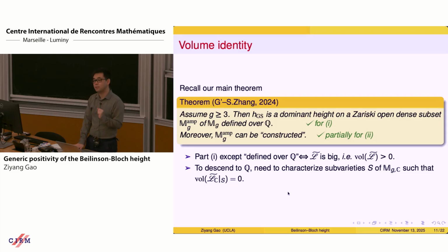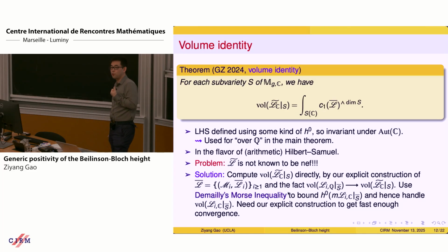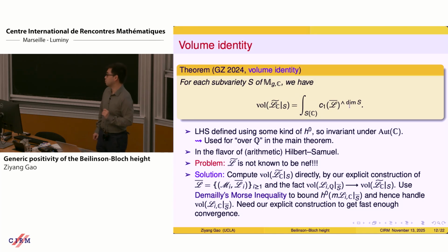And of course, I haven't explained what the volume is, and this is the next slide, and this is one. In my opinion, this is the hardest theorem in our paper to prove, this volume identity. Okay, we show that this volume is precisely as expected. You take the curvature form, you take the top wedge power, and you integrate.